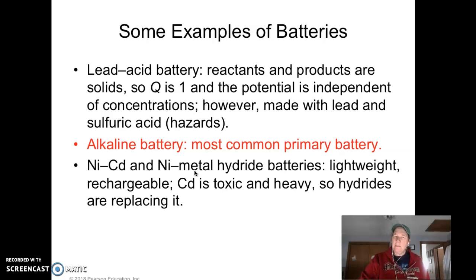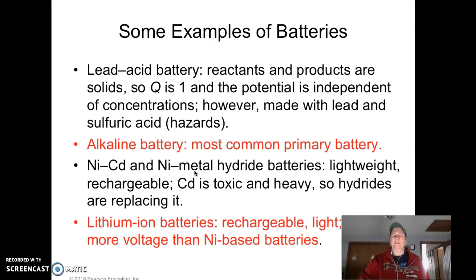There's nickel cadmium batteries, and there are nickel hydride batteries. It's lightweight, it's very rechargeable. Cadmium is toxic and heavy, so hydrides are replacing it. A lot of our cell phones and stuff have these type of batteries in them. We have lithium-ion batteries, which are nice because they're very, very light, and they do produce more voltage. They cost more.